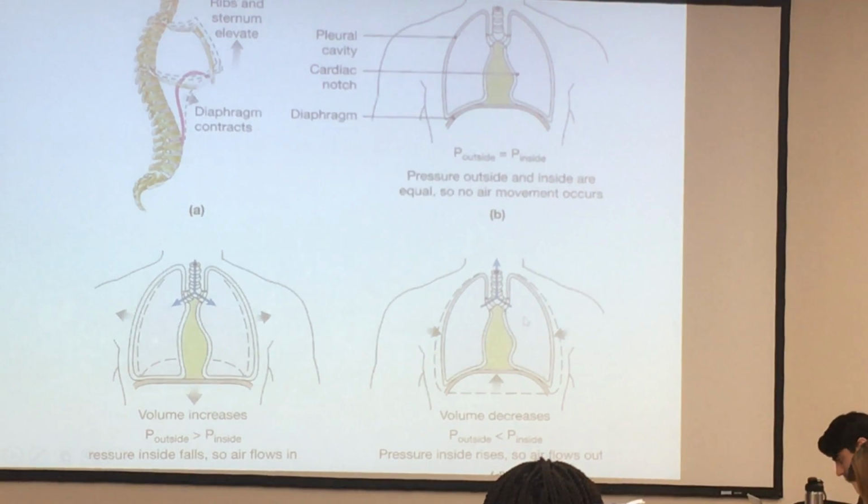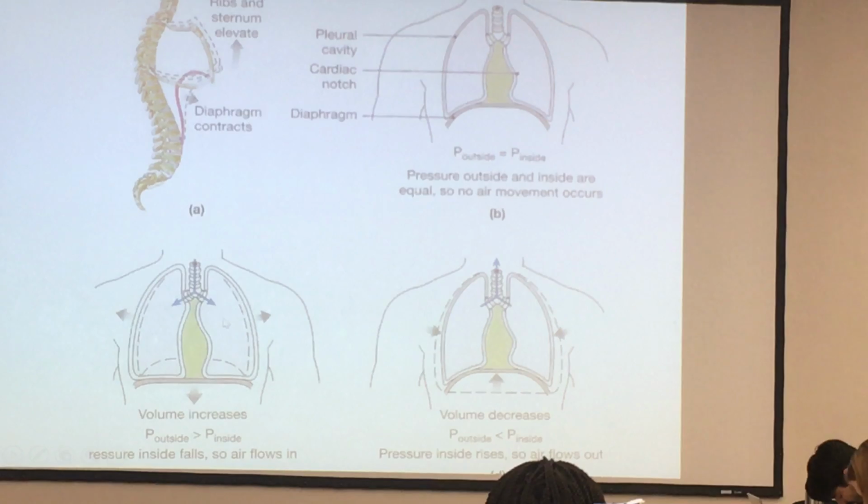Pressure inside is greater, air out. Inside is less, air in. The same, no air in or out. Okay.